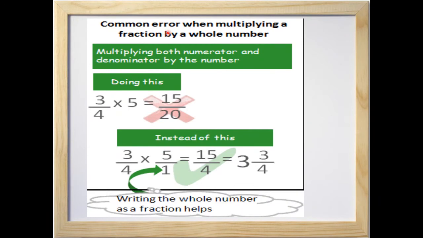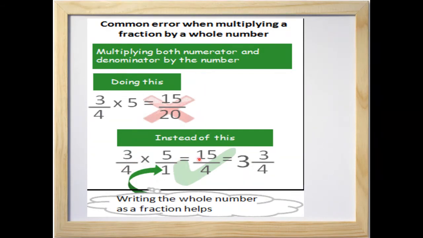Children, a common error when multiplying a fraction by a whole number. Children, when we multiply both numerator and denominator by the whole number, it is wrong. We simply have to multiply the numerator by the whole number like this. That is 3/4 into 5/1. Children, even if you don't write this one, it is alright. But it helps if you write this whole number as a fraction, that is 5/1. So it will be easy for you all that you have to multiply only the numerators and multiply the denominators.